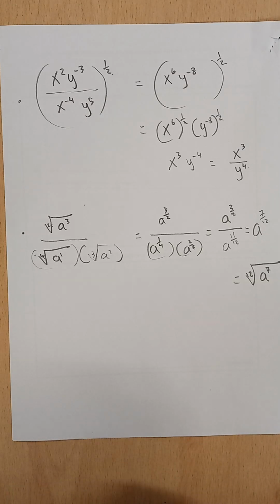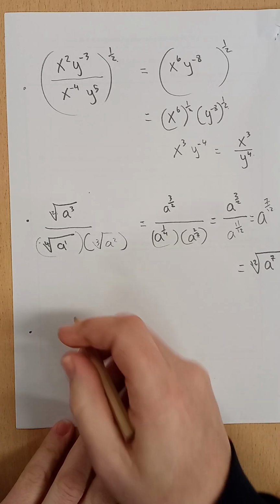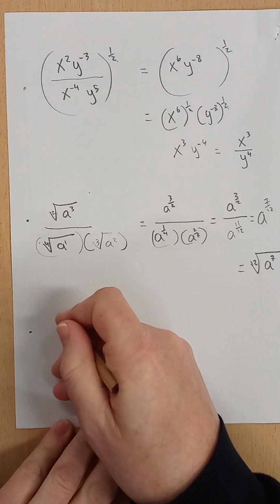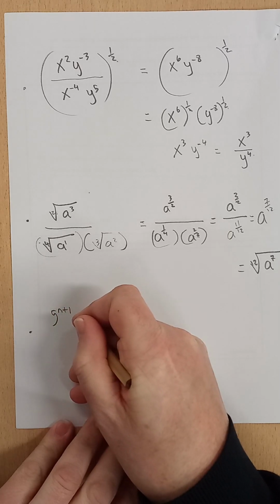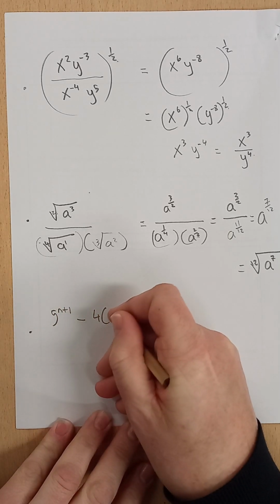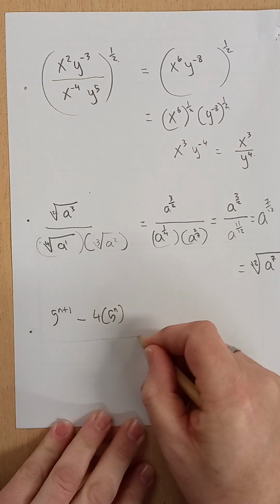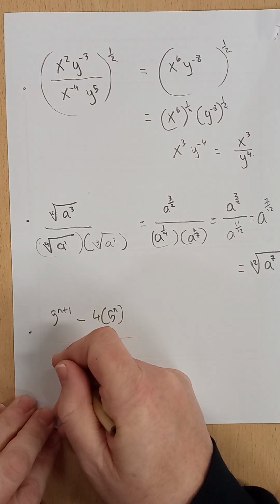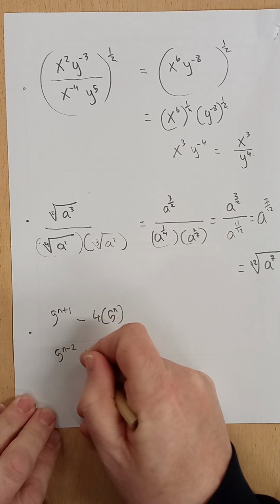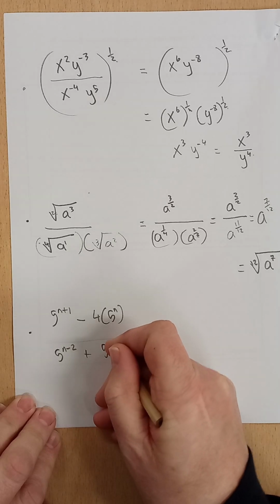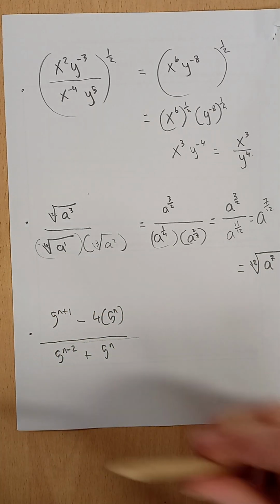Okay, so I'm going to do another one for you. Let's have a look at this one. Let's go. 5 to the power of n plus 1 minus 4 times 5 to the power of n over 5 to the power of n minus 2 plus 5 to the power of n. And we're going to simplify this. So let's have a look at this one.